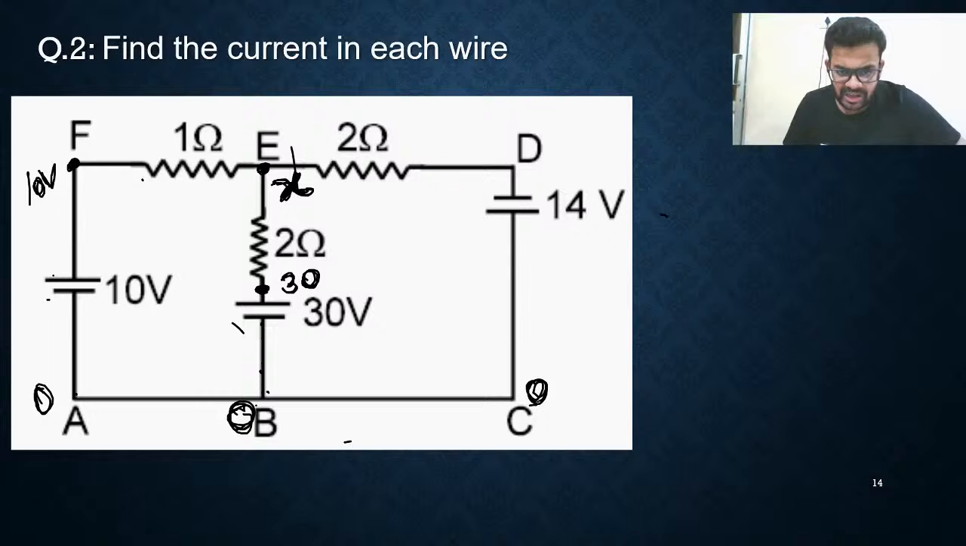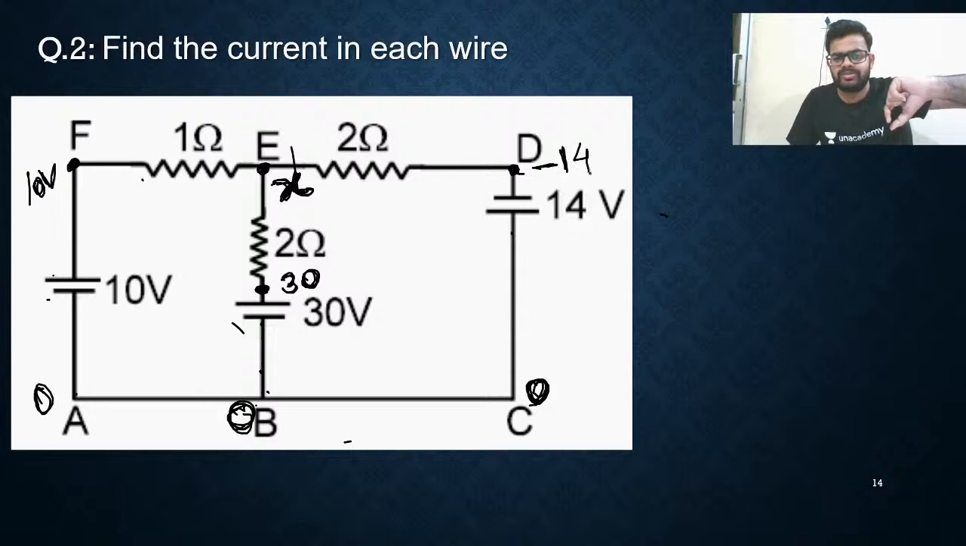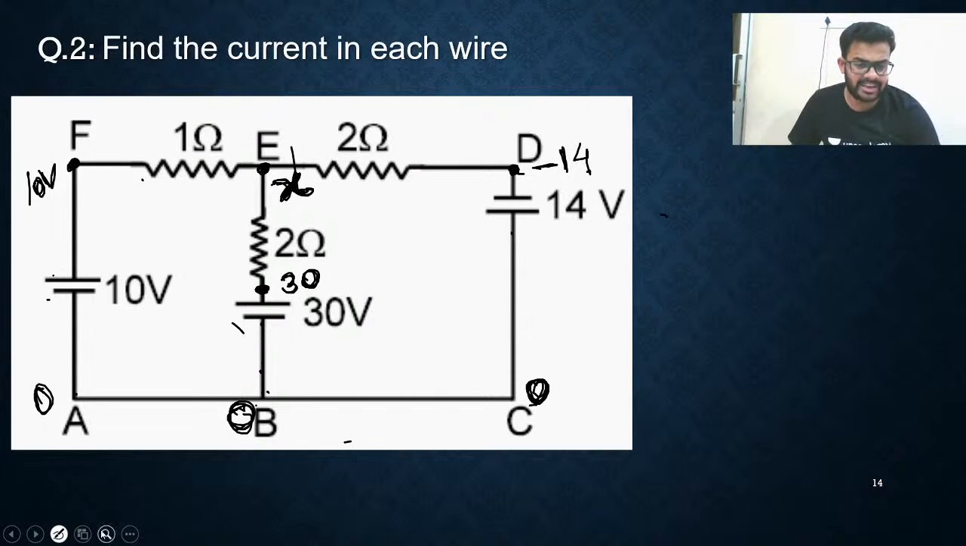You can see here C has 0 voltage. Go up, go up, go up. Here the cell is in opposite polarity. Here is the negative terminal, so obviously the potential will be minus 14 here. These things I explained to you in the last class, but once again you see what's going on.